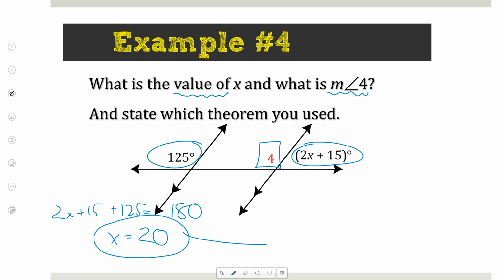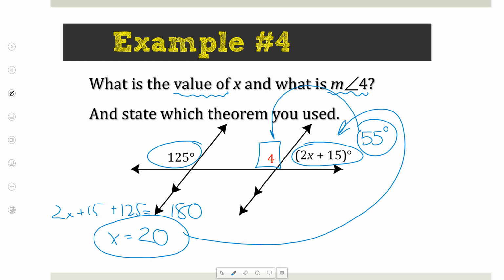You could take that 20, plug it in here. 2 times 20 is 40, plus 15 is 55 degrees. If that's 55, then like Lucy said, 180 minus 55 gives you that 125. A couple different ways to find that angle measure. And now we can find any one of the other 8 angle measures. They're all going to be 55 or 125. Does that seem difficult? No. Okay, good. It shouldn't. Especially if you remember to use those 4 steps.